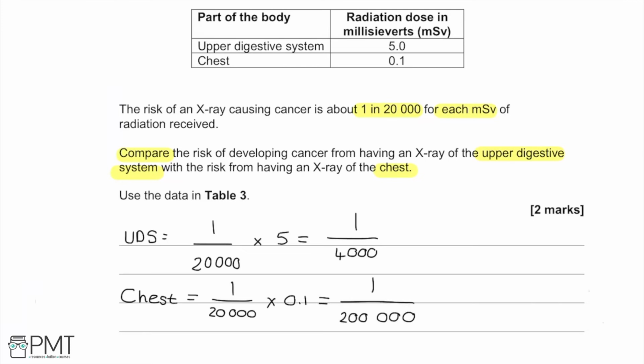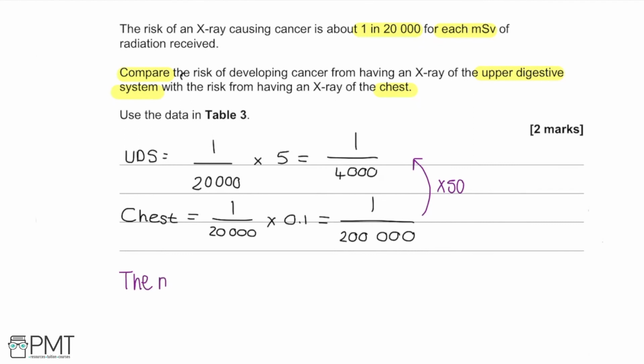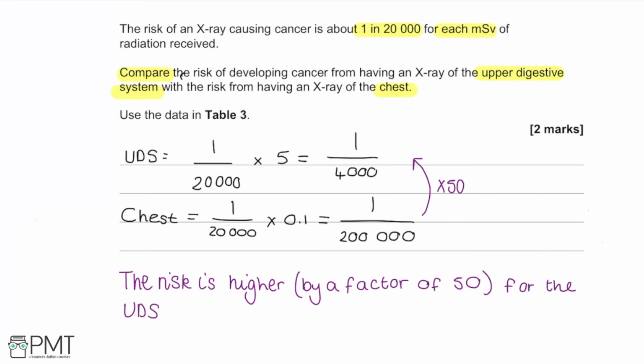So now that we have these two results, we can make a comparison. For a chest x-ray, we've got 1 over 200,000, and that's a much, much smaller risk than the upper digestive system risk, which is 1 over 4,000. In fact, for the chest x-ray, this is 50 times less likely. The risk is going to be higher for an x-ray of the upper digestive system than the x-ray of the chest, and this is going to be by a factor of 50.